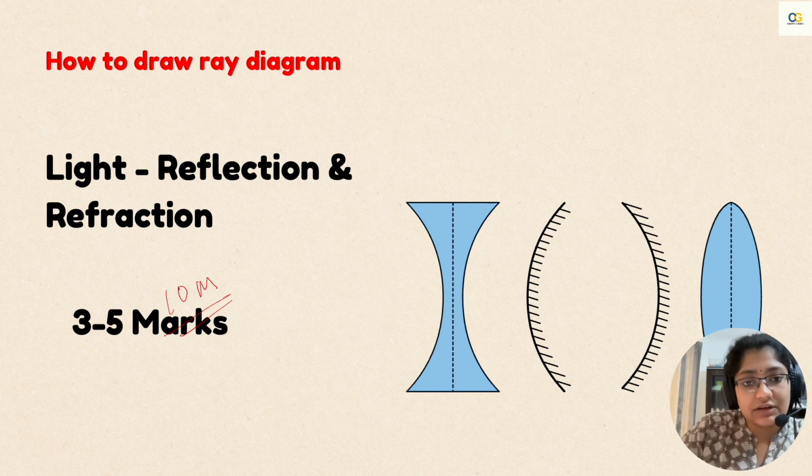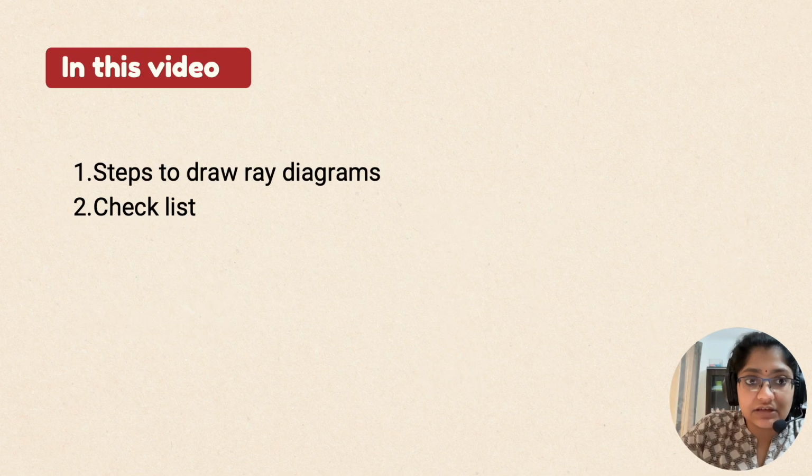You would have given your essay 1 or practice pre-board papers where you might be wondering where you are losing marks in ray diagrams even though it looks theoretically correct. So to help you with such issues, in this video we will cover steps to draw ray diagrams and also a checklist at the end of the ray diagram which will help you check if everything is done properly in the ray diagram for you to score full marks.